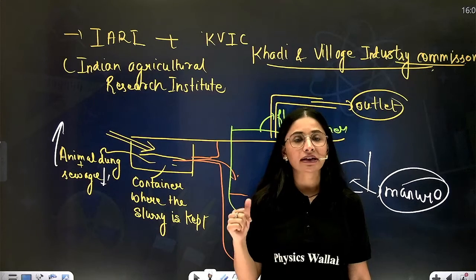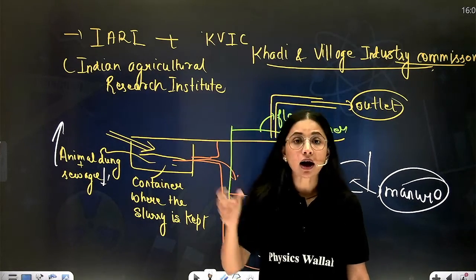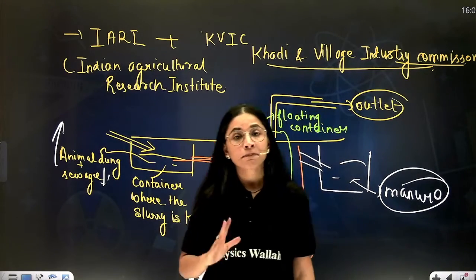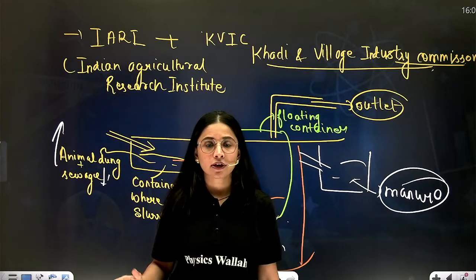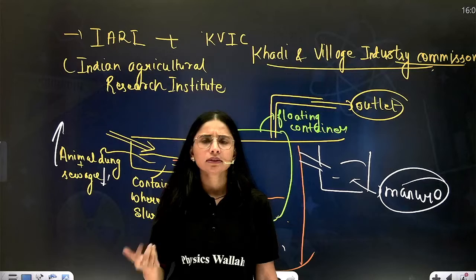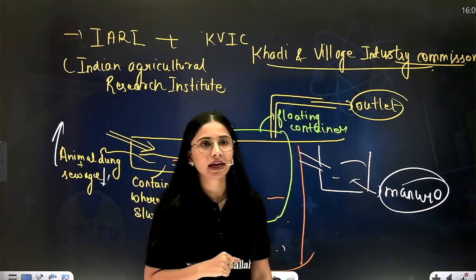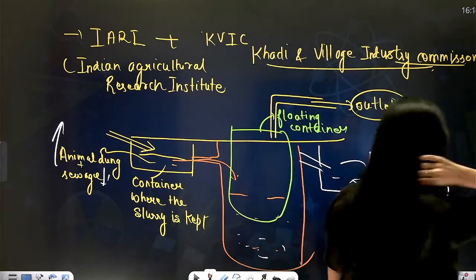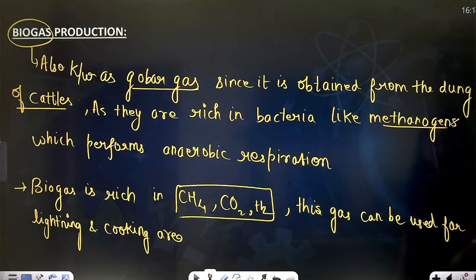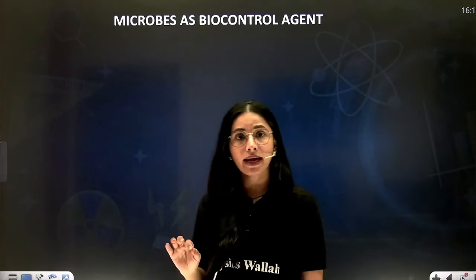So that is why it is a very good alternative, and these two organizations are working hard to establish as many as possible biogas plants in the village areas so that people do not suffer or need not go to the forest and perform deforestation. Correct? Have you all understood this simple concept of biogas plant? Okay, very good. Now next is use of microbes as biocontrol agent.